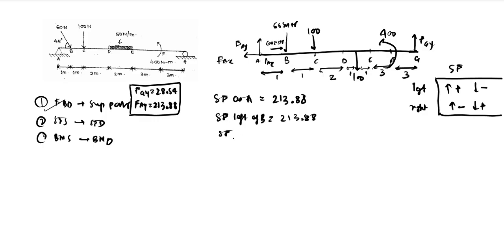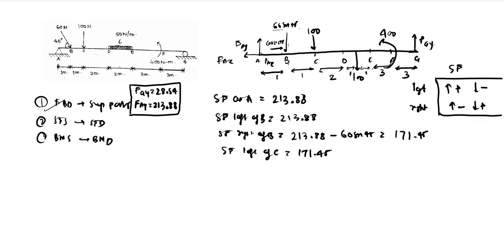So shear force just right of B, when you are crossing the beam, you need to consider this force also, 60 sin 45. So 230.88 minus 60 sin 45. You can calculate it on your calculator, which will give 171.45. And shear force left of C is the same, 171.45, because again there is no force between right of B and left of C.